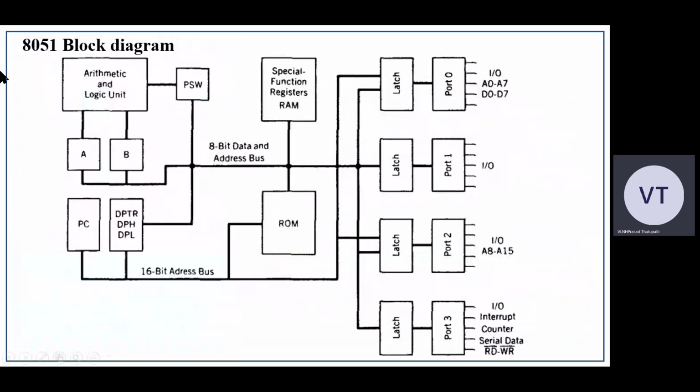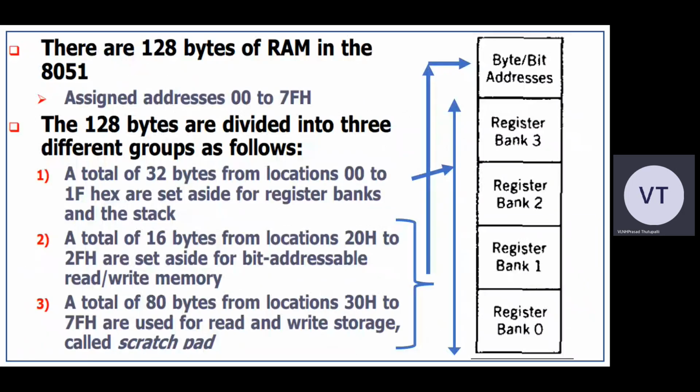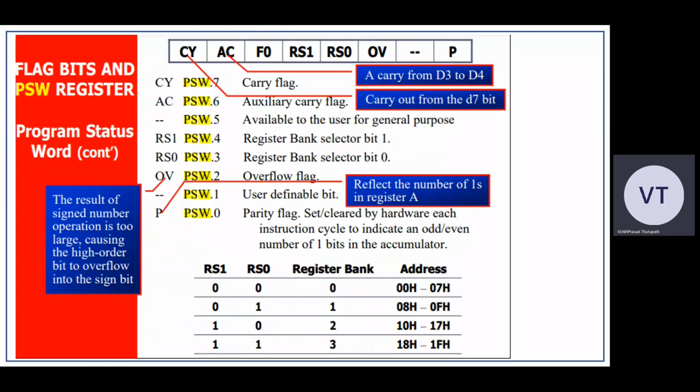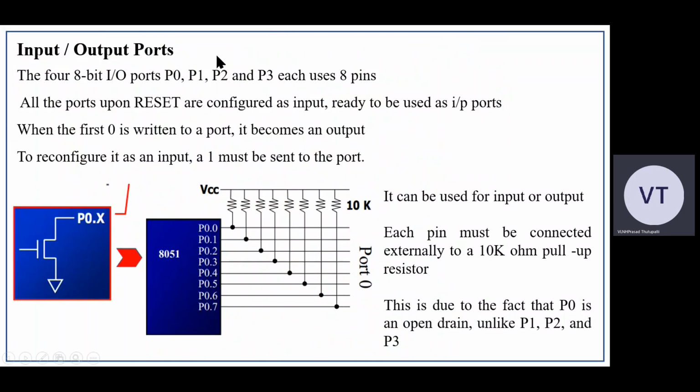Just have a glance at this particular block diagram. So in this port 0, port 1, port 2, port 3, these are the registers. Port is nothing but a register used to access the data. If you want to send the data from microcontroller to the outside world, or if you want to take the data into the microcontroller, we use port 0, or you may use port 1 or port 2 or port 3. So in that context, it is important for us to know what is the port and how to work with that particular port. Okay, input output ports.